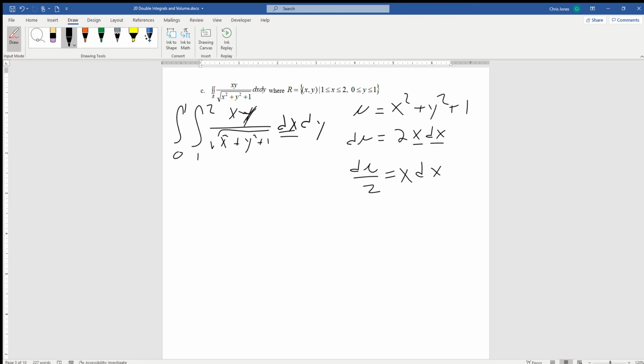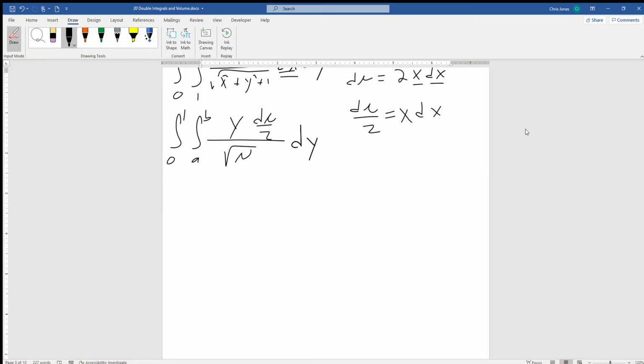So now we're going to rewrite the integral. We're going to have 0 to 1 and then an integral from a to b now, because now we're changing our variables. x dx is going to be replaced by du over 2. The square root of x squared plus y squared plus 1 becomes the square root of u, and then what's left over is y dy. To prepare this for integration, we can just factor out the 1/2 as a result of the du over 2.